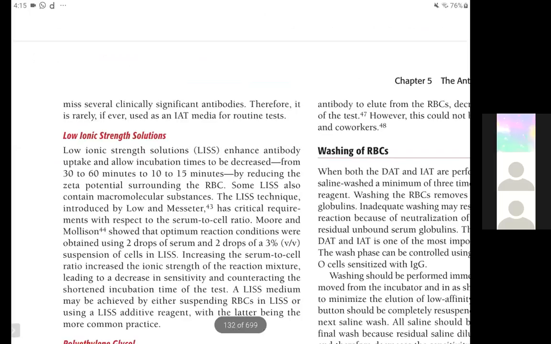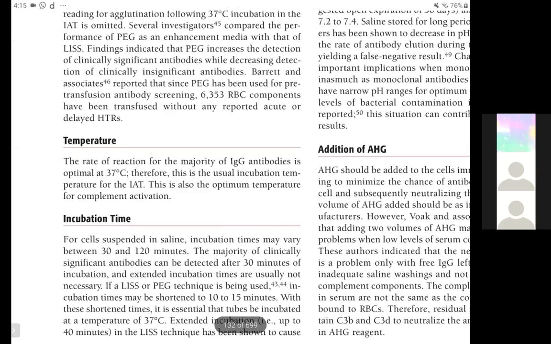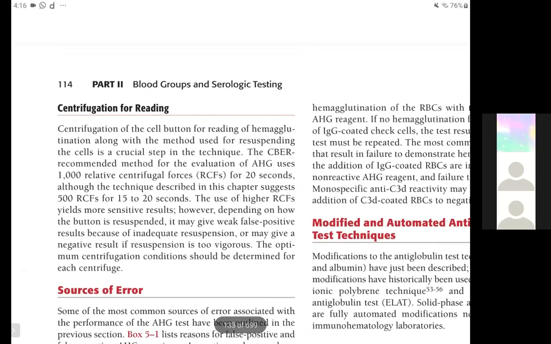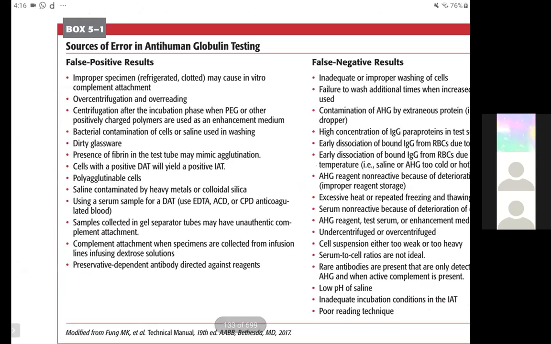Then there can be problems with the AHG reagent. The AHG reagent that we are using may be poly or monospecific. That would also affect the false positivity of the reaction. Also, the AHG reagent may contain certain preservatives against which the antibodies may be directed. Then of course there are the non-specific false positive results that may be due to the glassware that we are using. The glassware may be dirty, or contaminated with fibrin from previous tests if not properly washed. And then also, of course, not to miss is the centrifugation.